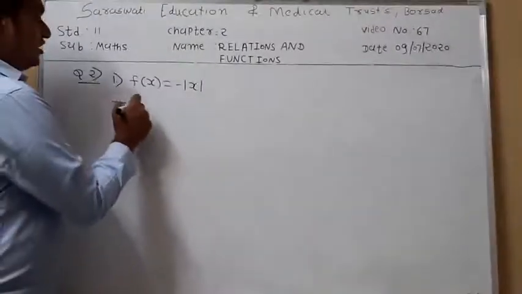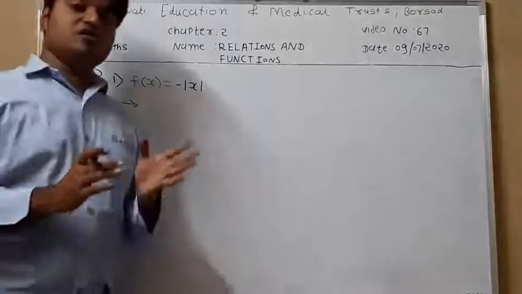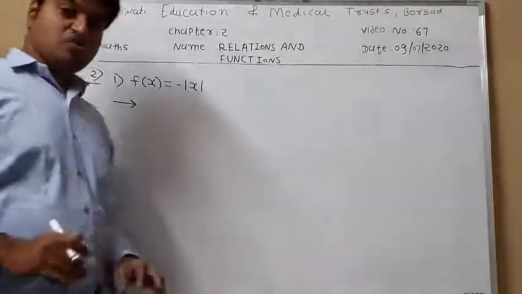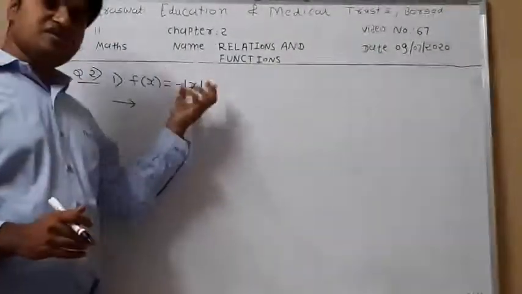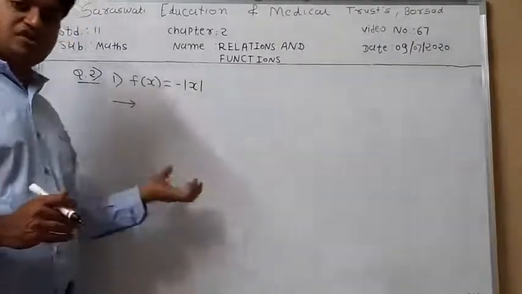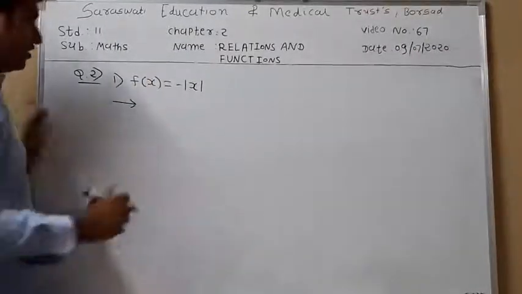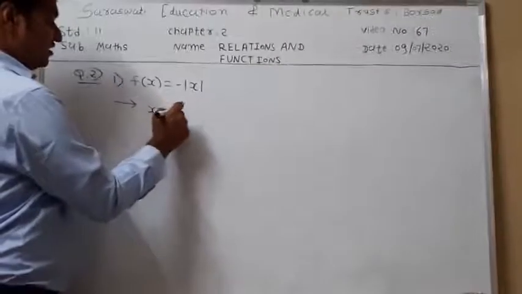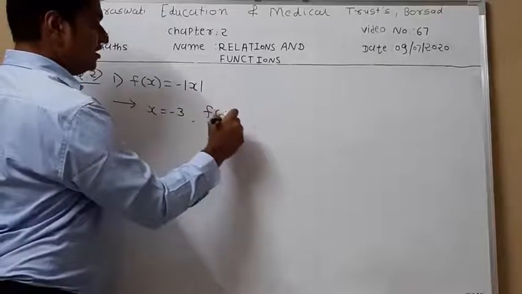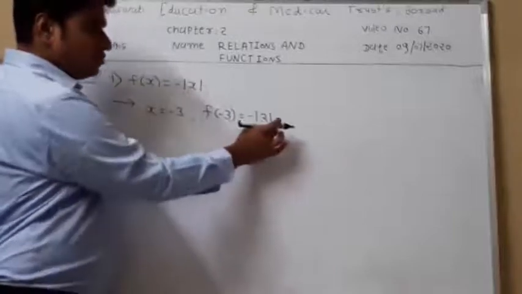Now here we are talking about real numbers. So in real numbers we can consider all negative numbers, rational numbers, irrational numbers, positive numbers, and zero also. Now here we consider 3 or 4 negative numbers, 3 or 4 positive numbers, and also substitute 0, and after that check our domain and range. So suppose x is equal to minus 3. Now substitute here, so f of minus 3 is equal to minus mod of minus 3.